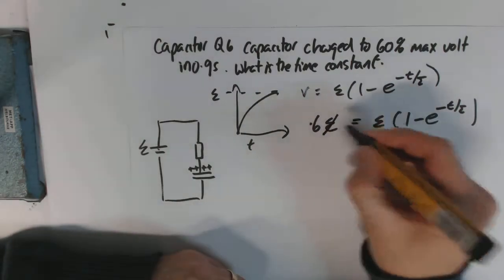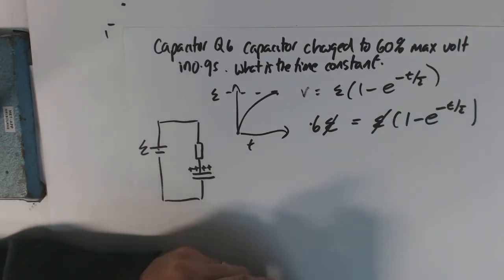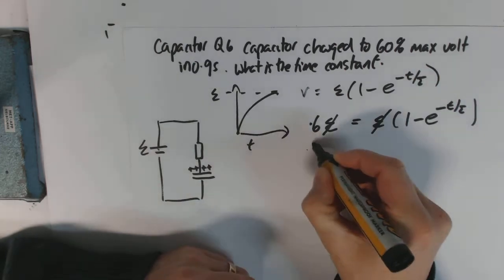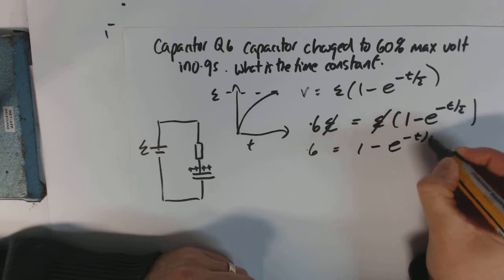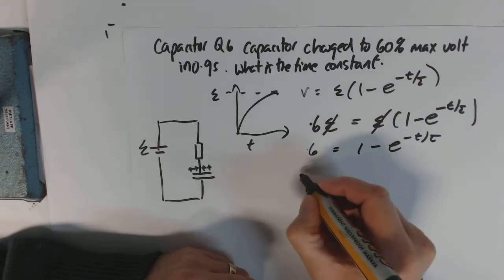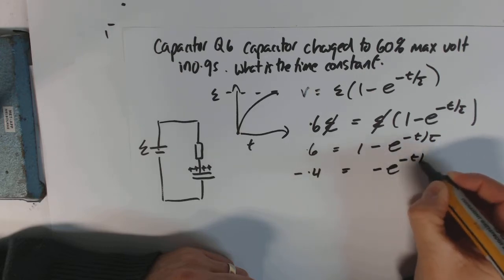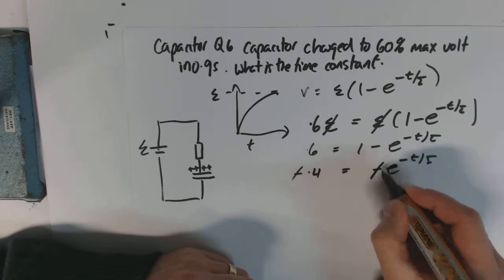We can obviously cancel out these maximum voltages. We don't care what that is. So we didn't even need to know what the maximum voltage was to work this out. We can now say that 0.6 equals 1 minus e to the minus t over tau. Minus 1 from both sides, we've got minus 0.4 equals minus e to the minus t over tau. So we can cancel out those minus signs too.